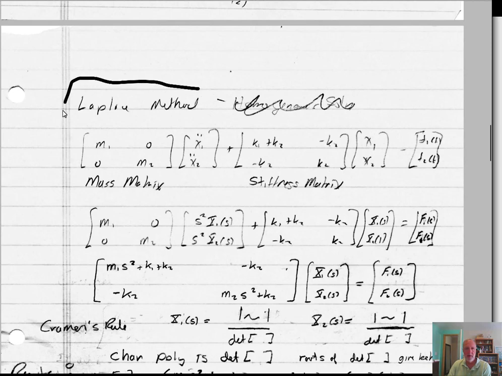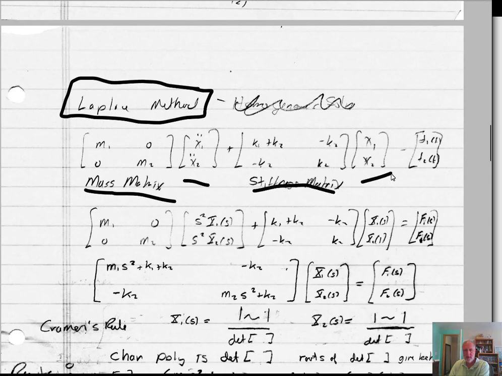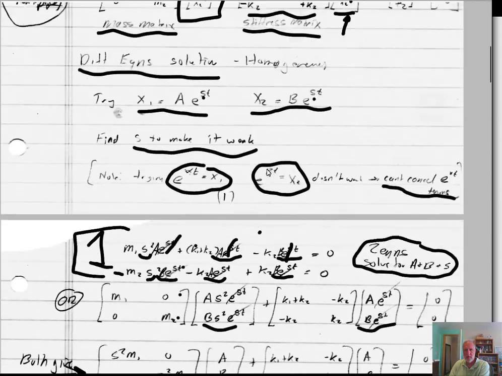Once you know Laplace transforms, it's a bit easier to use Laplace methods to solve this. Same procedure that we did before, where we Laplace each term. And so here's the mass matrix. Here's x double dot, stiffness matrix, x. I think I made a mistake earlier when I was talking about this here.